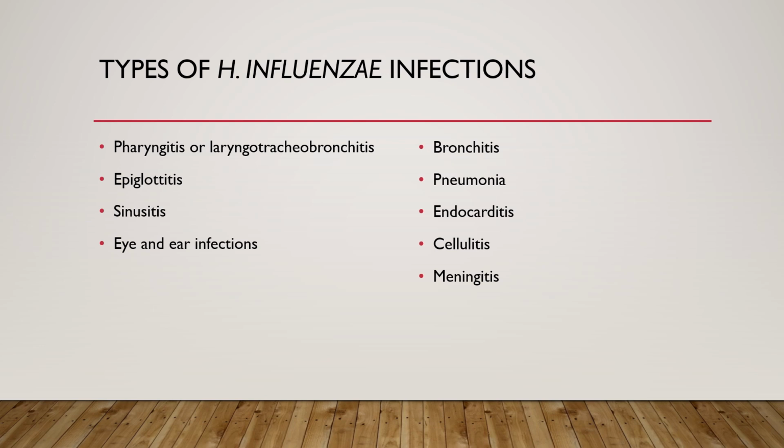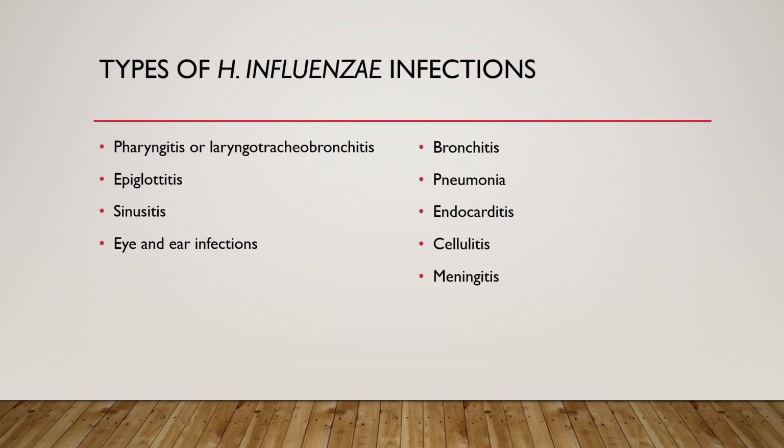Like I've expressed, Haemophilus influenzae can be normal flora, but many times it is a pathogen. It can cause infections of the pharynx. It can cause infections of the epiglottis, which is swelling of the epiglottis. The epiglottis is the flap of skin that divides your respiratory tract from your gastrointestinal tract in the back of your throat. Haemophilus influenzae can cause sinusitis.